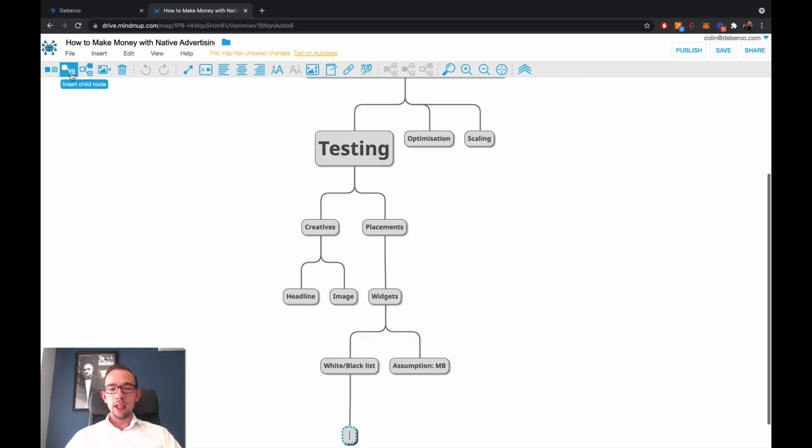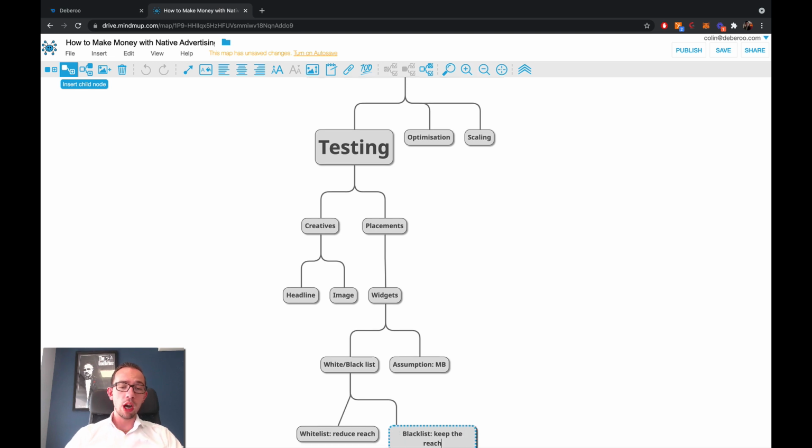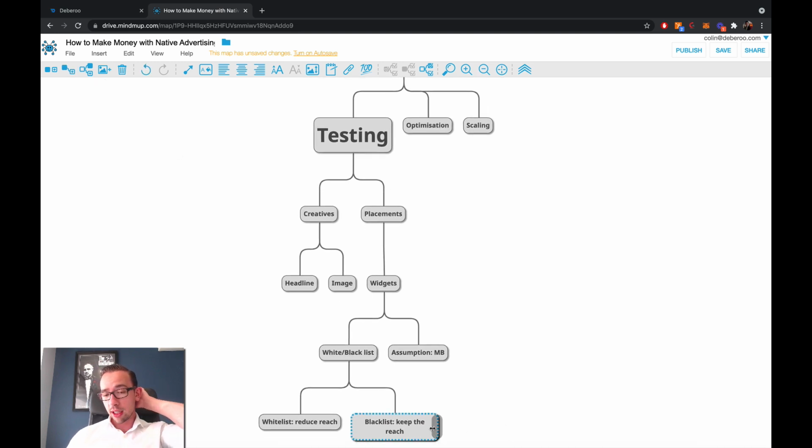So in the situation of a whitelist, you reduce the reach, right? And in the situation of a blacklist, you keep the reach, basically. You have more opportunity to test, so you would have to spend a little bit more money.